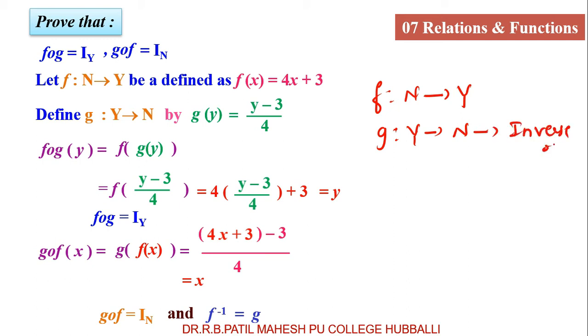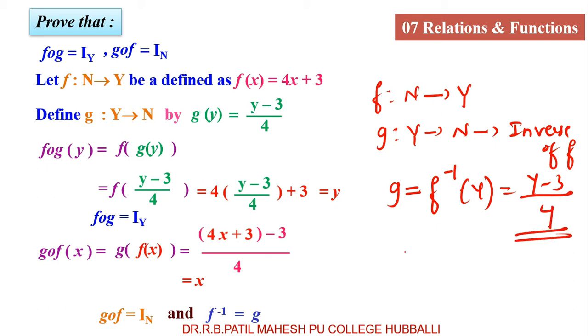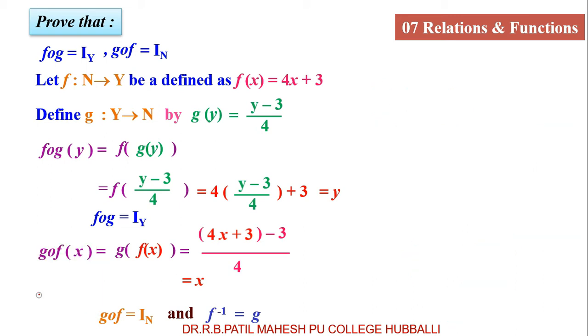G is the inverse of f, which we denote as g equal to f inverse, that is given by what here? f inverse of y, that is (y minus 3) by 4, is the inverse of 4x plus 3, or 4y plus 3. The inverse of 4y plus 3 is (y minus 3) by 4. So hence we got a function, the inverse of a function.